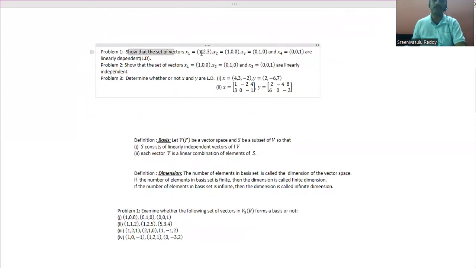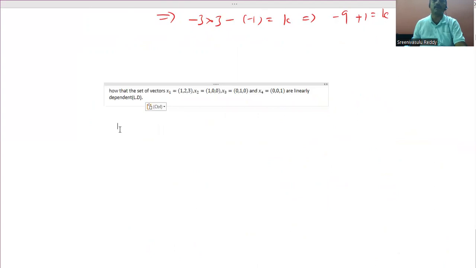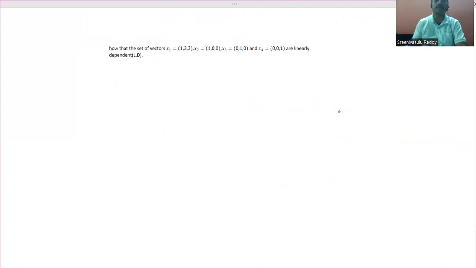First problem: show that the set of vectors is linearly dependent. As per the definition, equate to 0 and find the alpha 1, alpha 2, alpha 3 values, or if you have any confusion, the C1, C2, C3 values. Whenever we want to show linear dependence or independence, take C1 into x1, C2 into x2, plus C3 into x3, plus C4 into x4, since here we have four vectors.